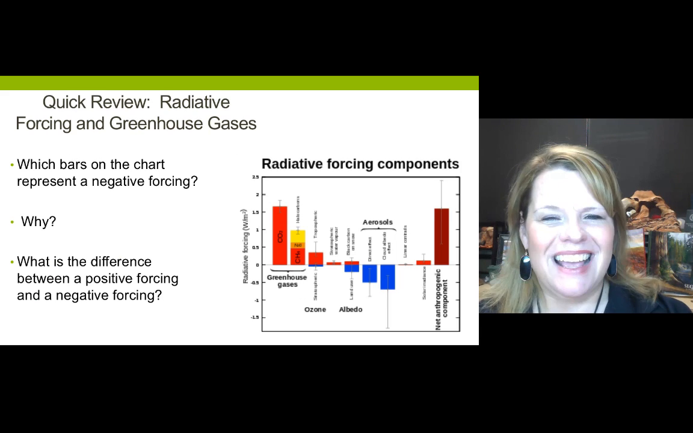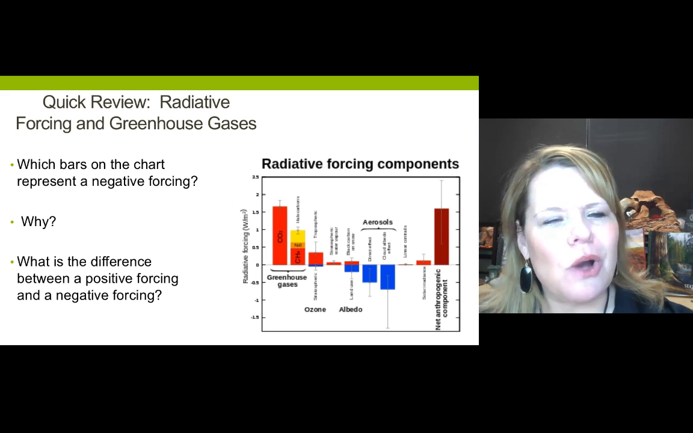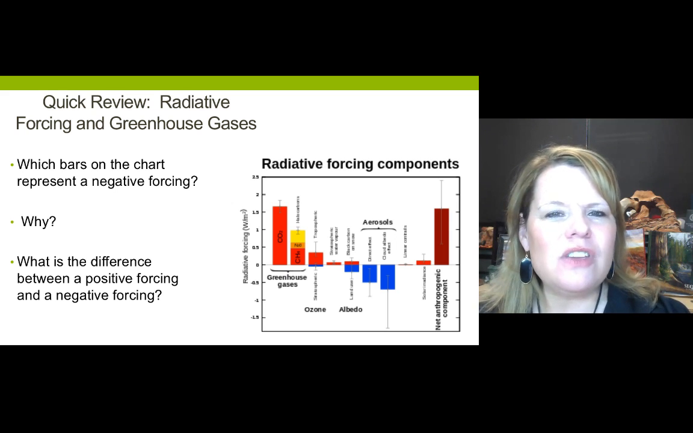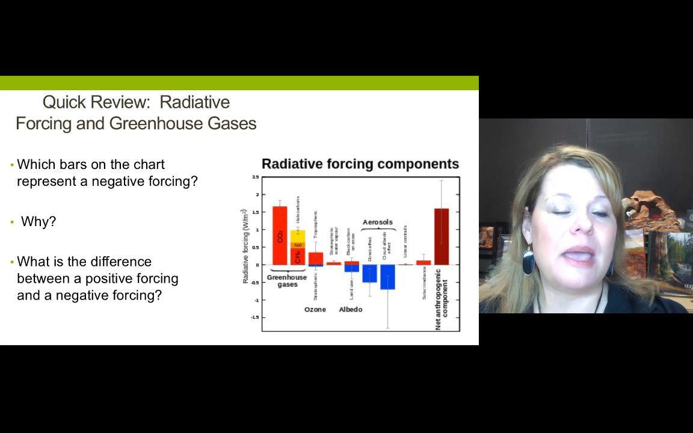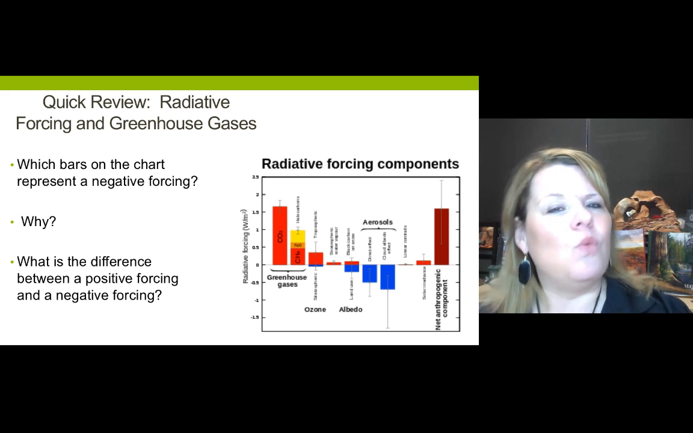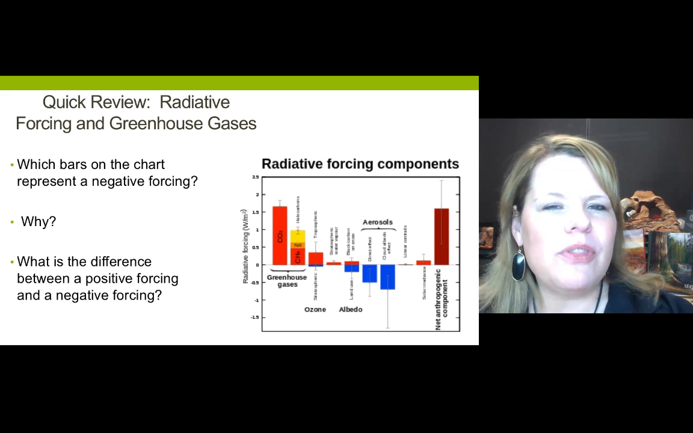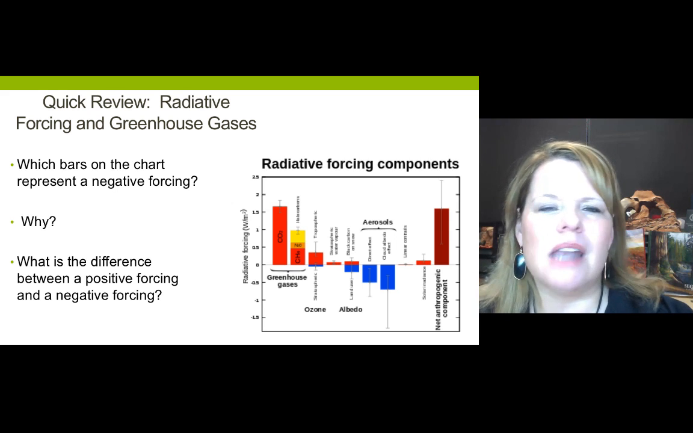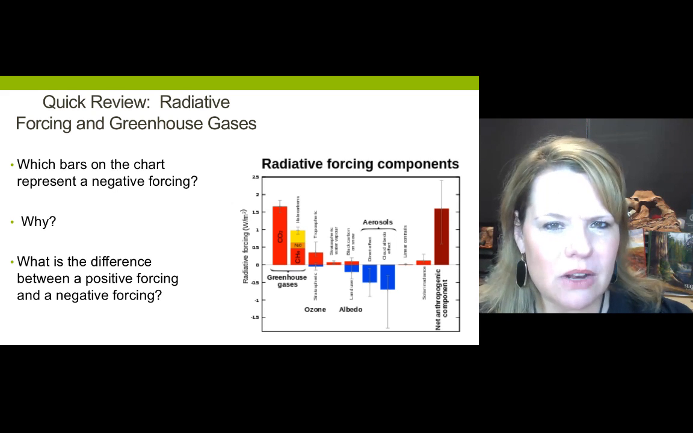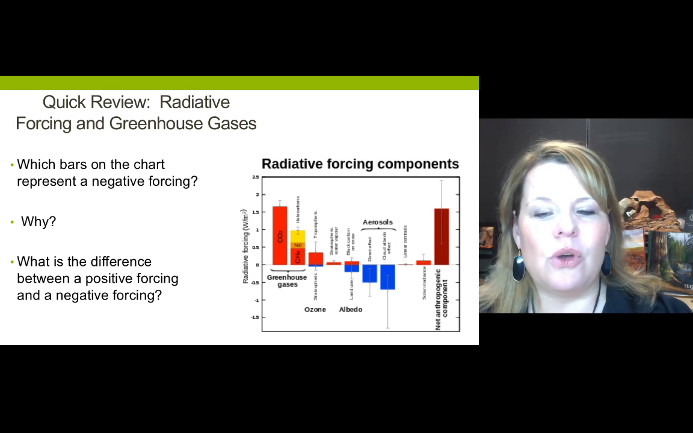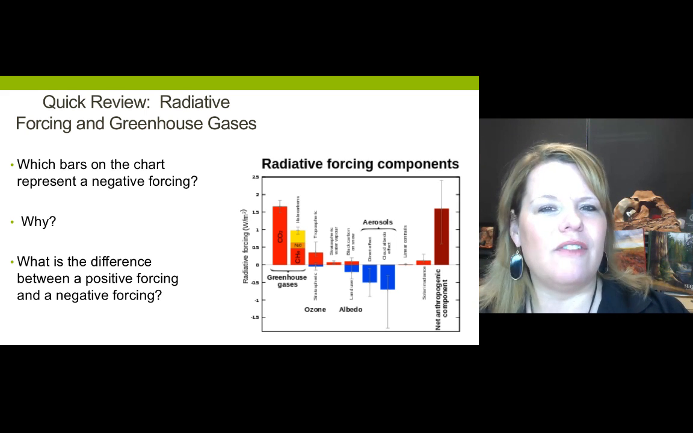Let's get busy. Let's have a quick review on radiative forcing and greenhouse gases. Which of these forcings would cause a positive forcing? Which would cause a negative? Let's start with the negative. We've got to review the terms. Negative is going to be less watts per square meter. So you're going to have blue bars, and those would be the ones that have a negative number at the axis.